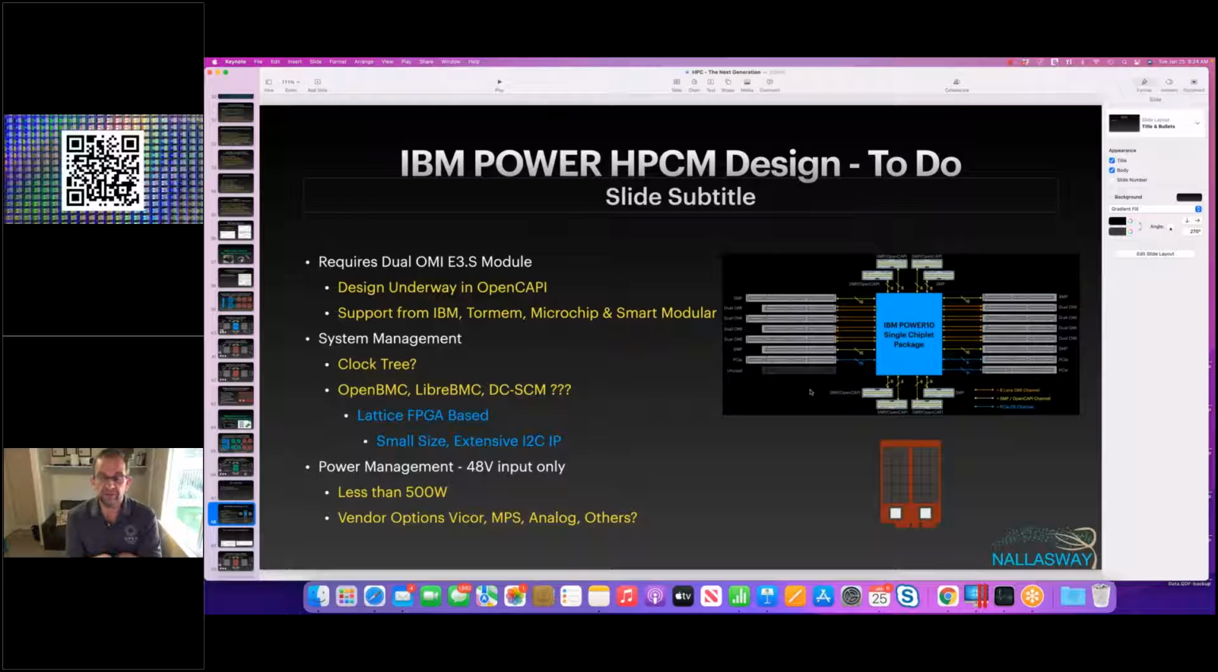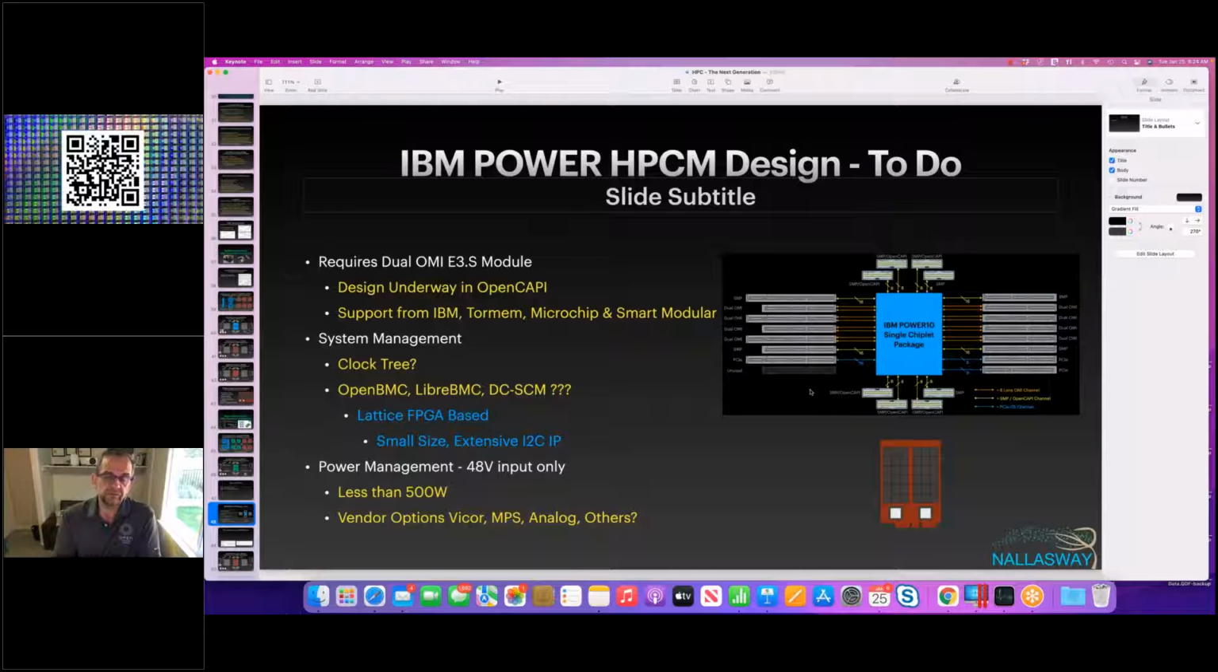The nice thing about this is that we've talked about this module supporting up to a kilowatt, but this particular module is going to be well under 500 watts. So our power challenge may be a little bit more forgiving than if we were hitting a kilowatt level. So that's the highlights.